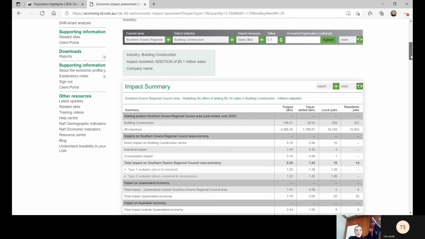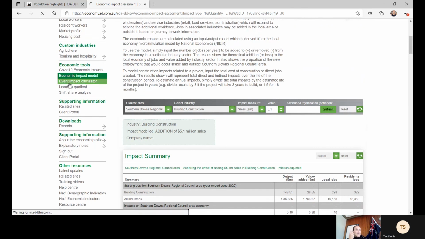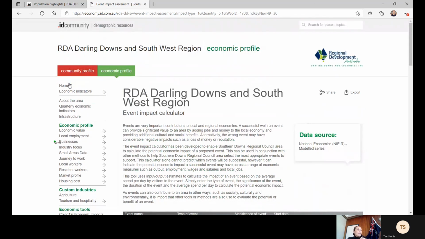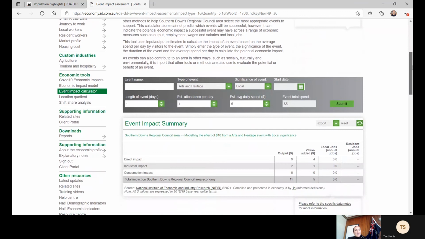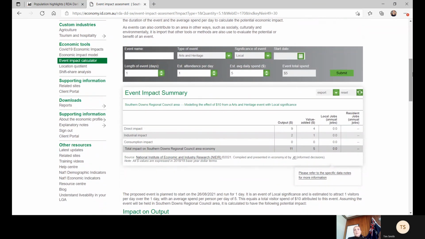It's the same with the event impact calculator. If you support events in your community, so if the show society comes and says, can we have 20 grand to run our local show, or some in-kind assistance to do this, you can actually use this to help justify why you would support that event in your community. So your economic development team would run this model and say, well, the show attracts 5,000 visitors, or the local Warwick rodeo, things like that. This is what it will bring to the community.